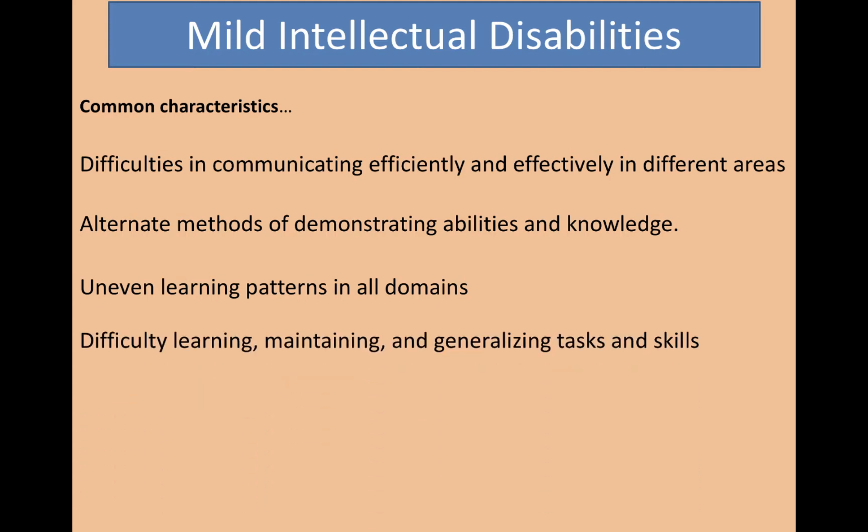There's an uneven learning pattern in all domains. One day they may have that information that they've learned, and then the next day or the next week it's no longer there. So again, there's challenges with keeping that information. They oftentimes have difficulty learning, maintaining, and generalizing tasks and skills. When we're looking at difficulty learning, maintaining, and generalizing tasks and skills, we're looking at the following.